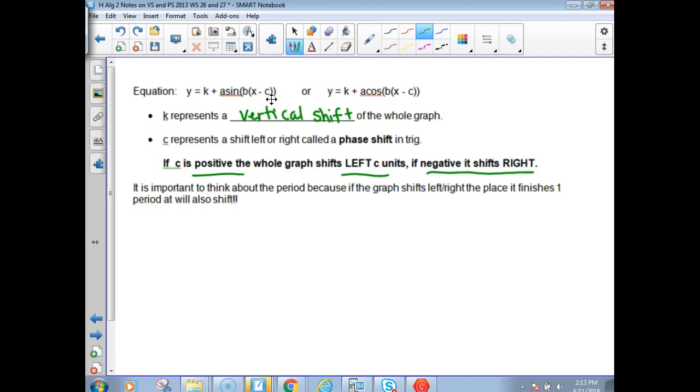And the C is in parentheses. The B is outside the parentheses. It's important to think about the period, because if the graph shifts left or right, the place it finishes in one period will also shift.